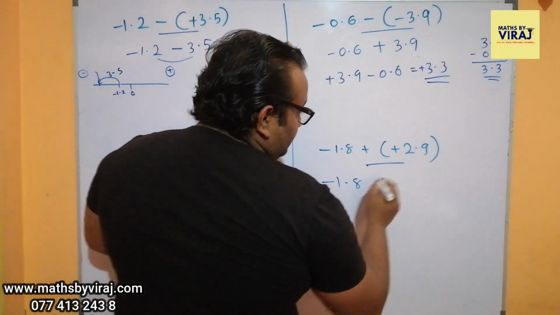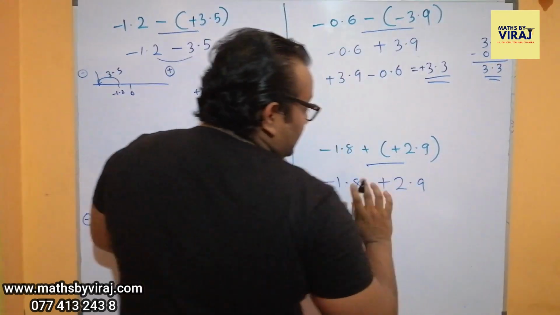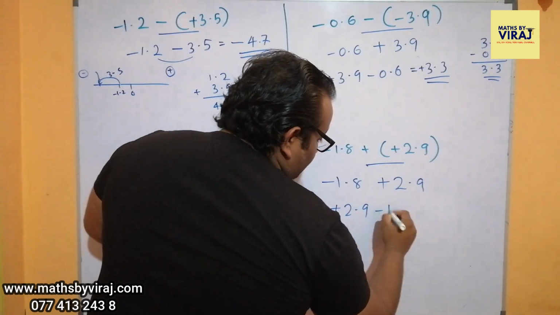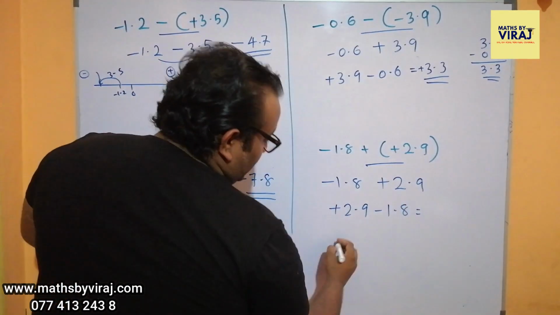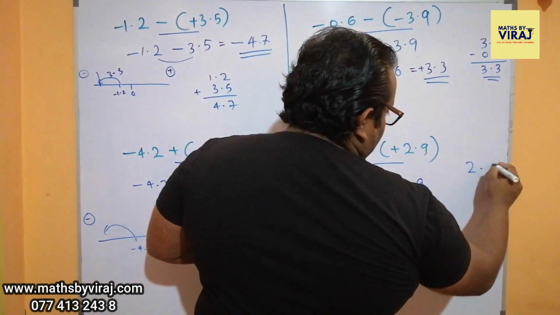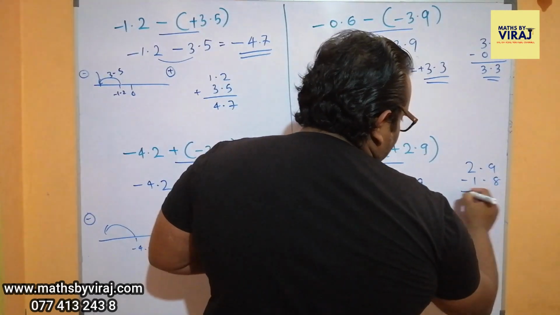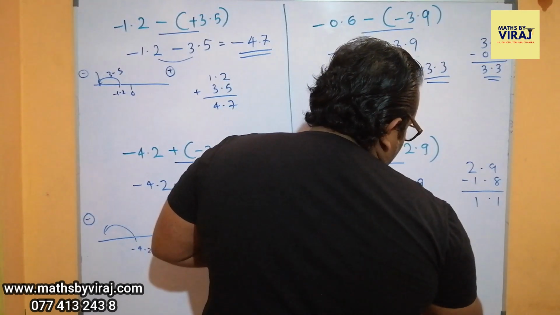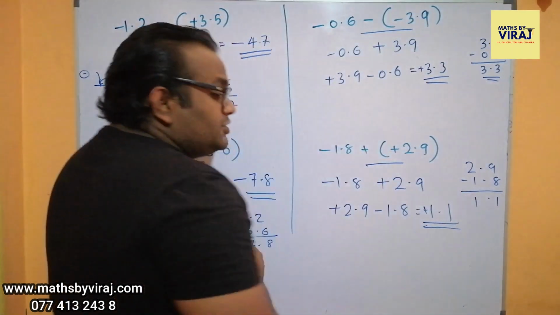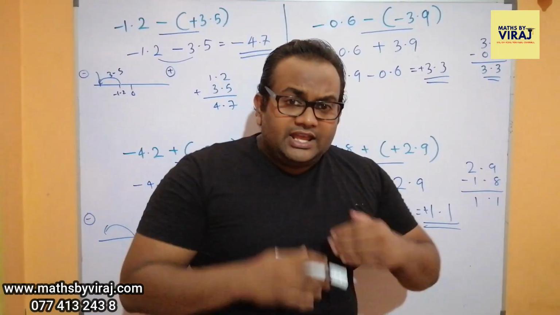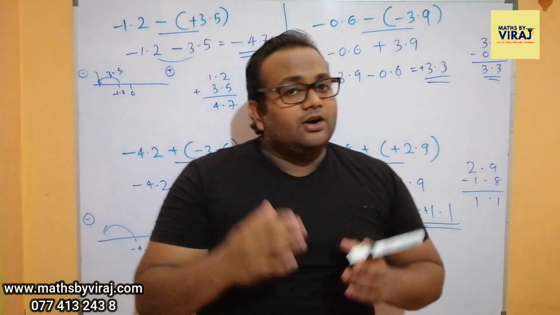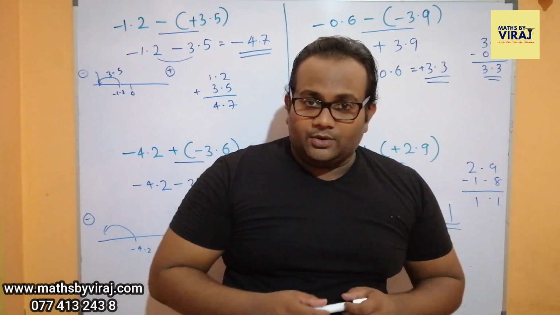Minus 1.8 plus 2.9. Again, we can interchange the numbers. Plus 2.9 minus 1.8. Therefore, 2.9 minus 1.8. The answer is plus 1.1.